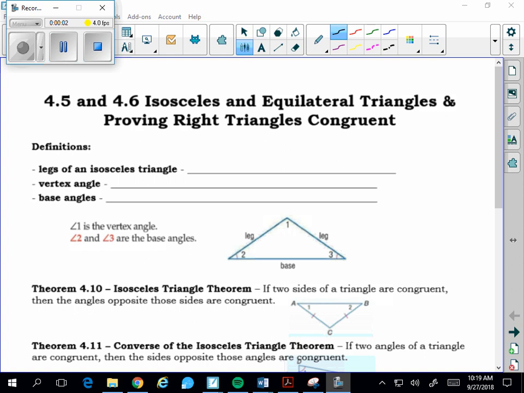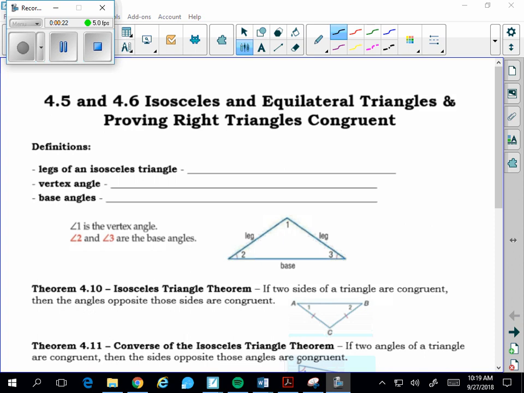Today we're going to look at a few things that you've probably already seen before, isosceles and equilateral triangles, and we're going to look at how we prove right triangles congruent. A lot of the isosceles and equilateral stuff you've probably already seen, some things you might already know. We're just going to remind you of it.